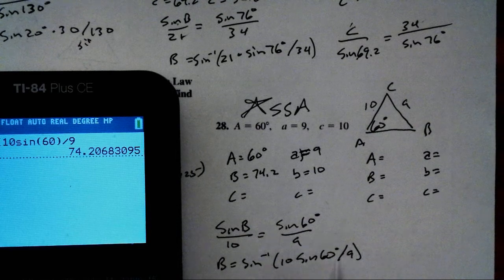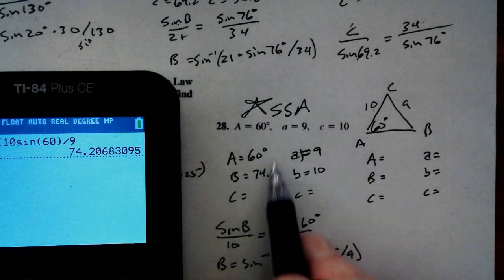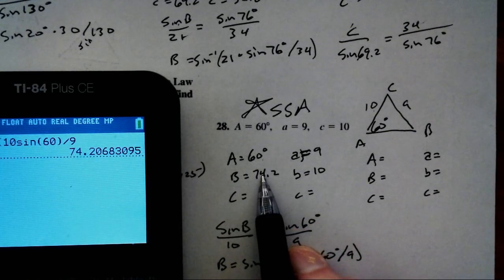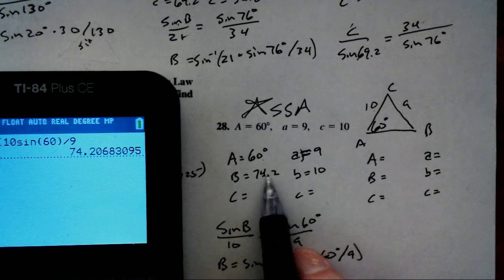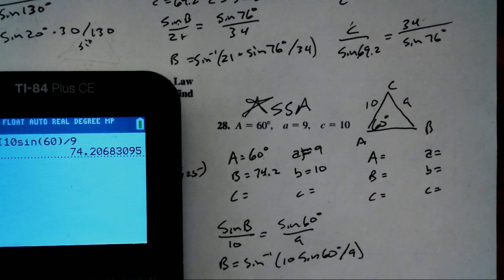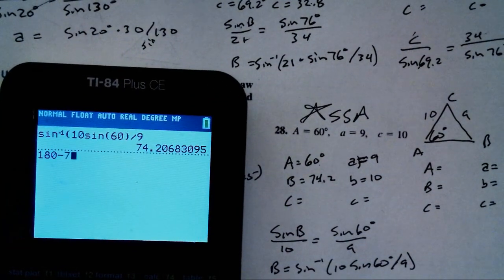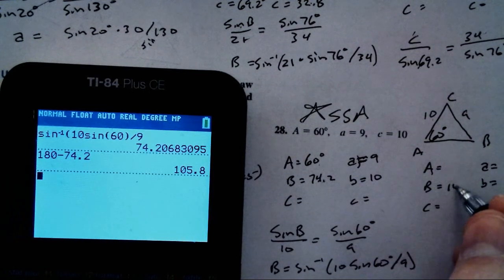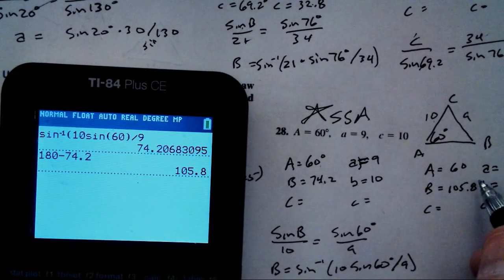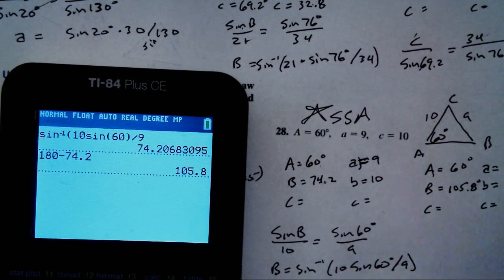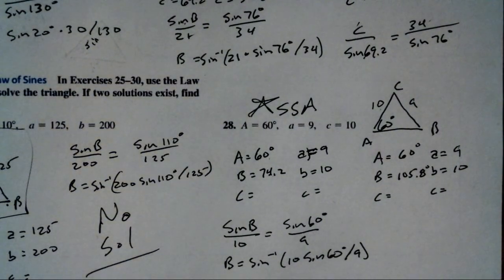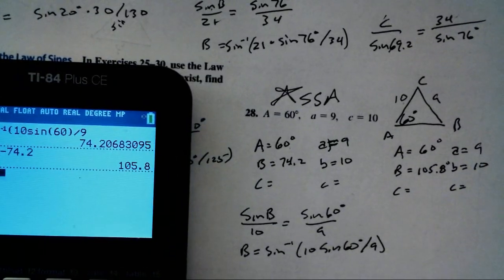What we'd want to do is see if these guys can coexist together. They can. They add up to less than 180. Well, we knew that, actually. We need to see if this guy's supplement can coexist with a 60. So let's see. 180 minus 74.2 is 105.8. But we know this angle is 60. Now, can these two live together in a triangle? They can, because their sum is under 180. So we have two sets of answers here. We have two triangles for solutions. Okay. All right, triangle 1.